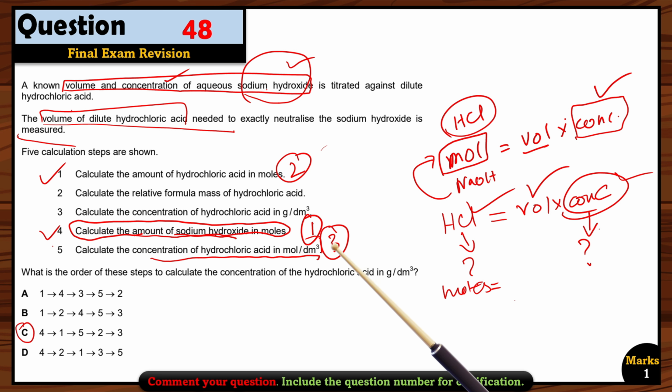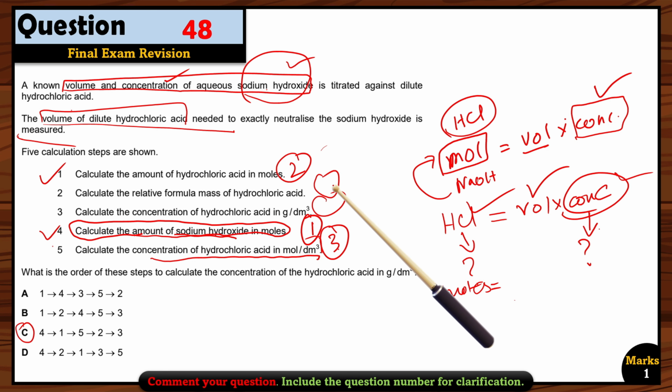The next ones are in mole per dm cube, which we already found, so we can calculate the relative formula mass later, and then we can calculate the concentration of the hydrochloric acid. Those are the next steps, so we can do them later. These are not mentioned over here, so you can just see that this should be in the right order. After that, anything can come, so option C is the right option.